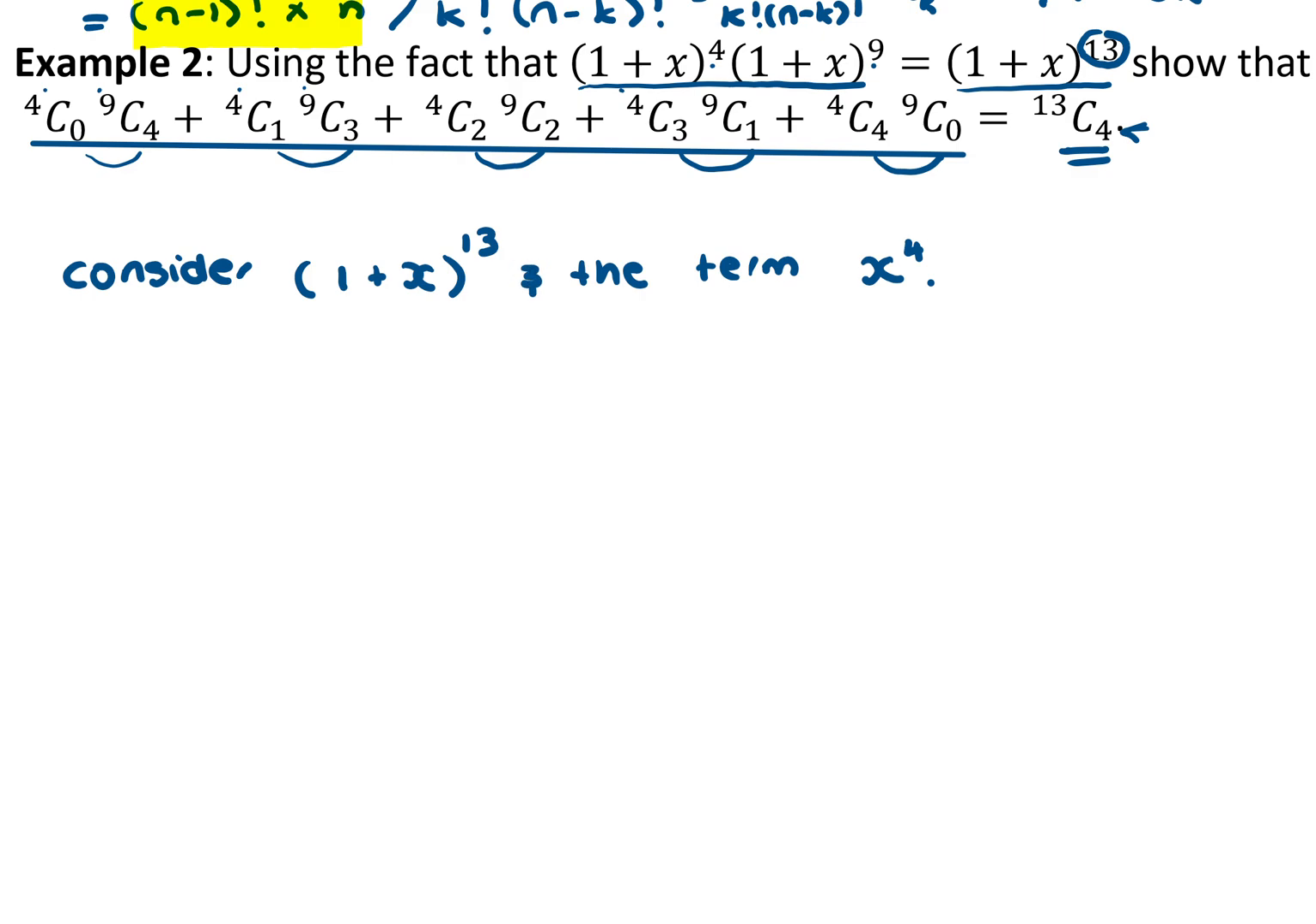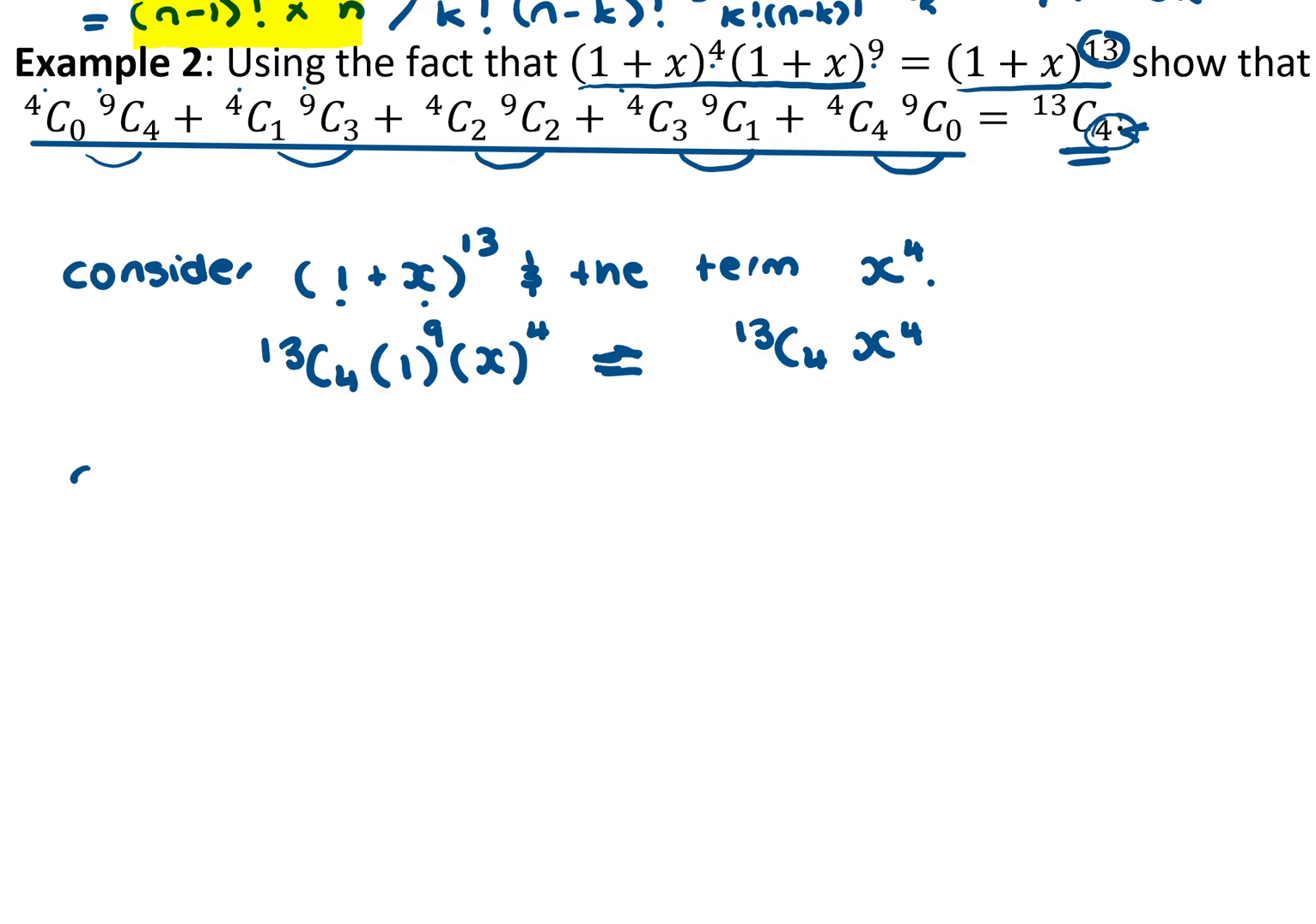I know that's poor wording there. So what term would be x to the 4? It would be 13C4, 1 to the 9, x to the 4. So we would have 13C4 x to the 4. Now you're thinking I just pulled that out of the air. Well, it all came because of this 4 here in that side.